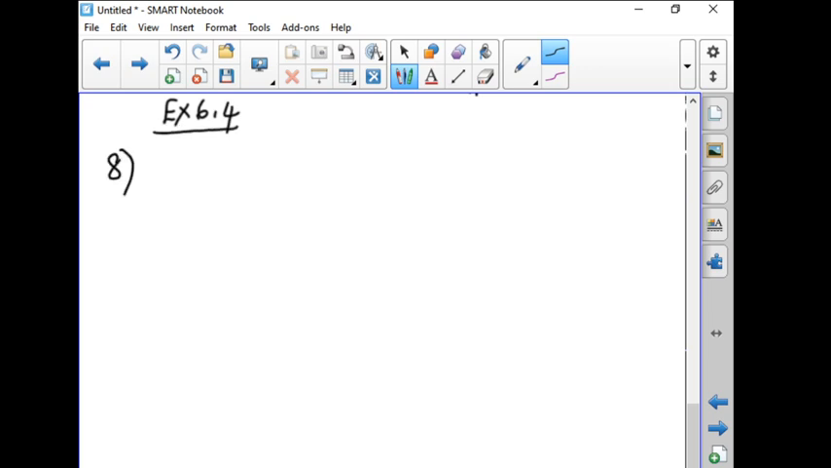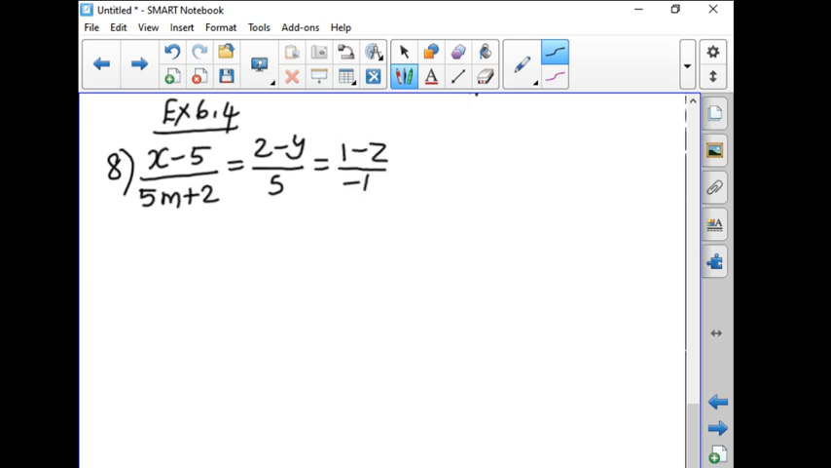Problem number 8. The two lines are given as x minus 5 divided by 5m plus 2 is equal to 2 minus y divided by 5 is equal to 1 minus z by minus 1. And another line is given as x is equal to 2y plus 1 divided by 4m is equal to 1 minus z by minus 3. Listen carefully. First term x minus x1 by some value. Here we need to find out the lines are perpendicular, therefore find the value of m.